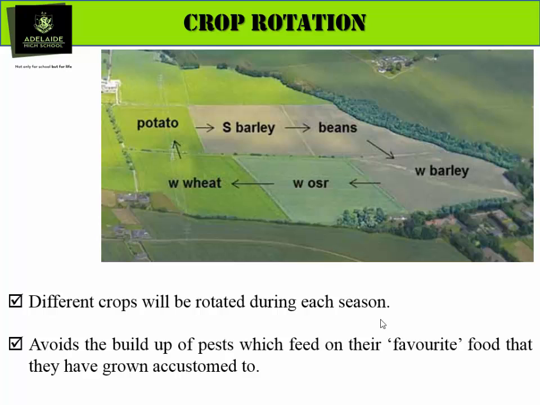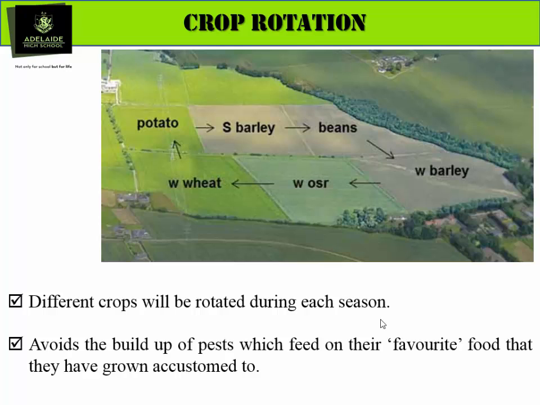Another one, crop rotation. This is a very familiar method by people, especially I think in the United States or even in Canada, to actually switch the rotation of the crops. So one moment we have this rotation: potato, barley, beans, W barley, WOSR, and also wheat. So if let's just say this is occurring during spring, during summer they will actually rotate it.